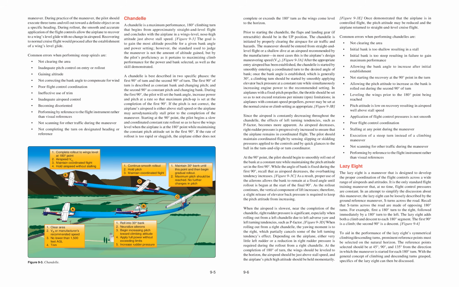A chandelle is best described in 2 specific phases, the first 90 degrees of turn and the second 90 degrees of turn. The first 90 degrees of turn is described as constant bank and changing pitch, and the second 90 degrees as constant pitch and changing bank. During the first 90 degrees, the pilot will set the bank angle, increase power and pitch at a rate so that maximum pitch up is set at the completion of the first 90 degrees. If the pitch is not correct, the airplane's airspeed is either above stall speed or the airplane may aerodynamically stall prior to the completion of the maneuver.